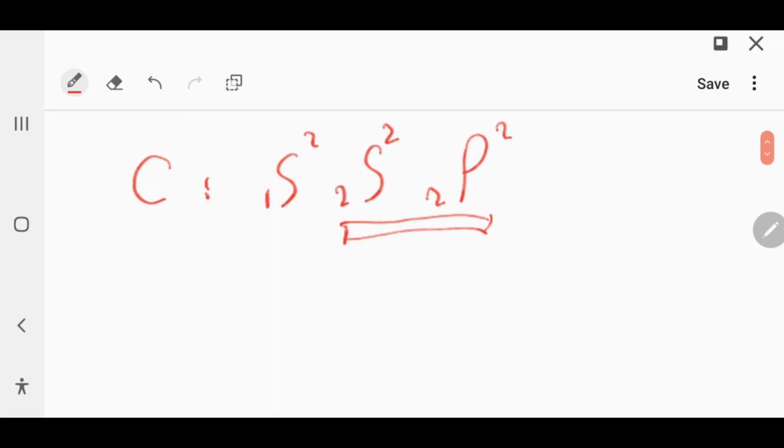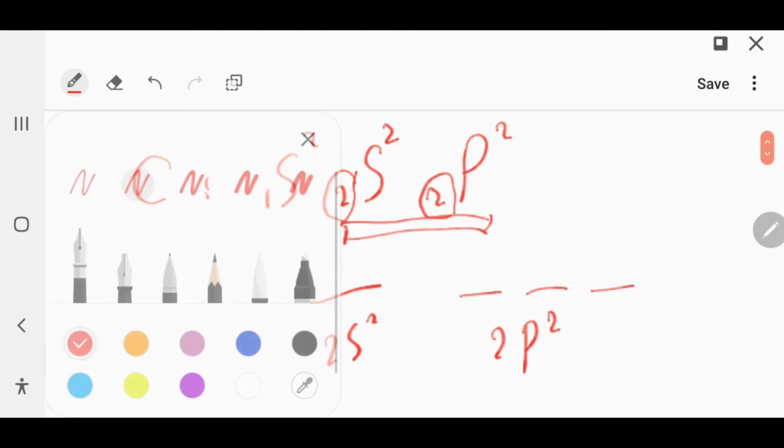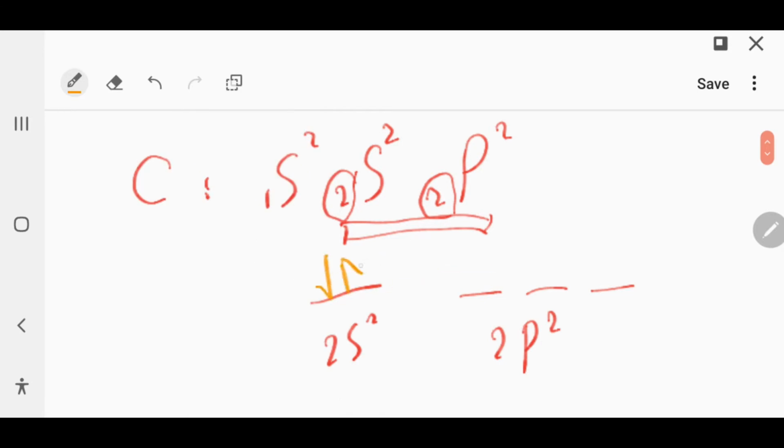For example, when we talk about carbon, we know that carbon is 1s2, 2s2, 2p2. This is the valence shell s and the valence shell p. Both of them are located in the same energy level, which is 2. So we have 2s2, which is one orbital, and 2p2, but we have 3 p orbitals. And this is the electronic notation for carbon.